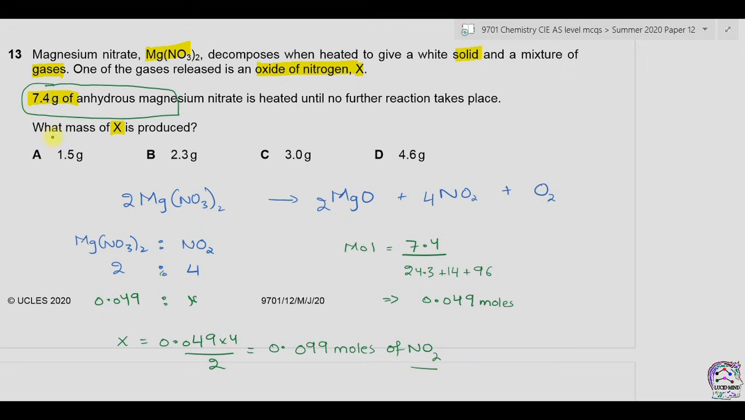Now in the question they have asked what mass of X is produced. So simply use the formula of mass. Mass in grams is equal to moles times molecular mass. Number of moles is 0.099 and molecular mass of NO2 is 14 plus 32. So therefore mass in grams is 4.59 grams. Therefore answer is D.